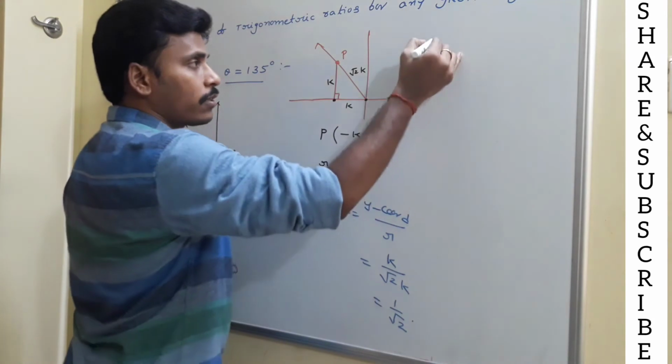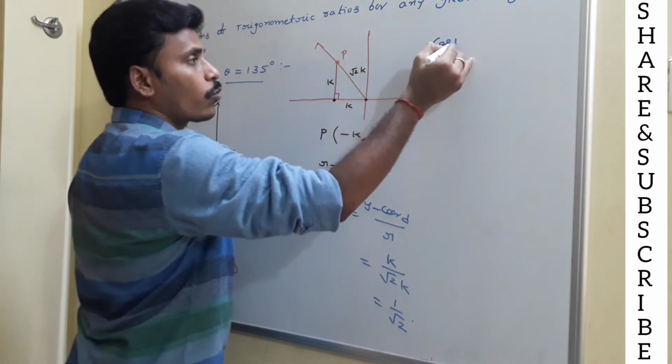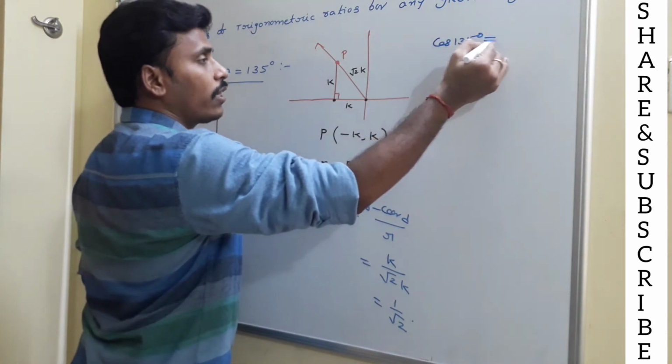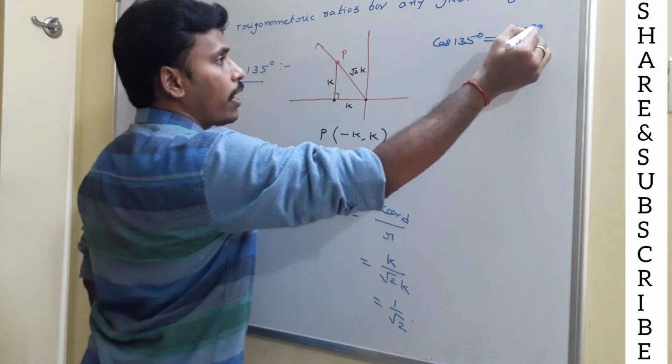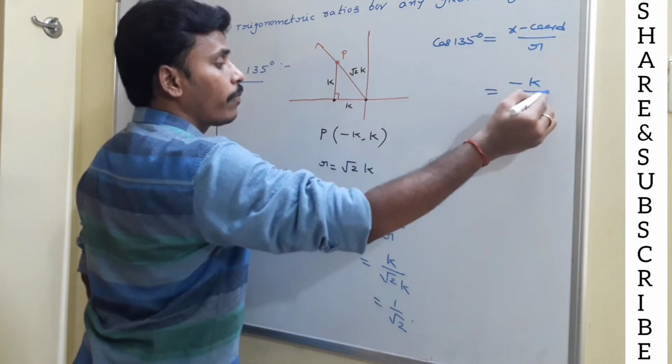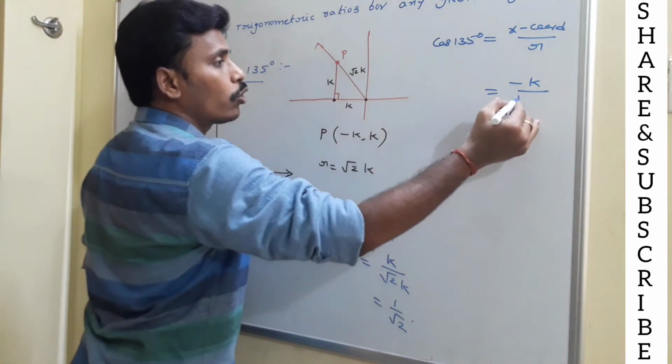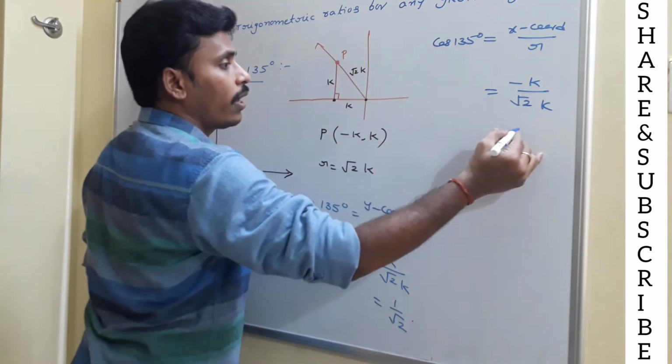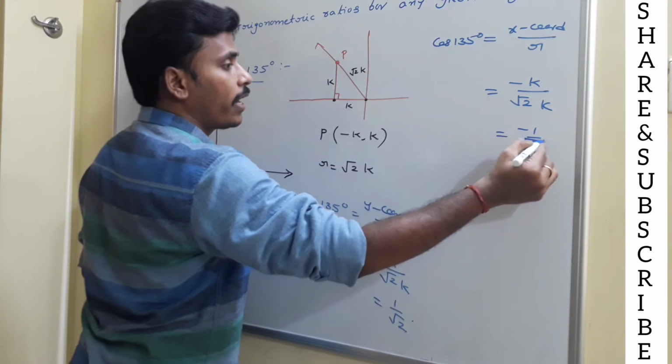And afterwards, what about cos 135 degrees? Cos 135 degrees is X coordinate by R, no? X coordinate value is minus K, and the value of R is root 2K. If you remove that K, cos 135 degrees is minus 1 by root 2.